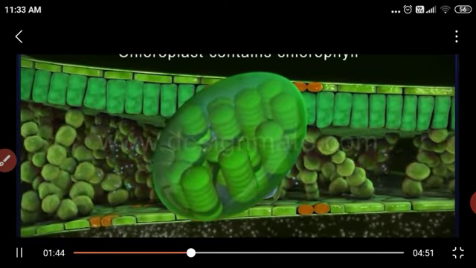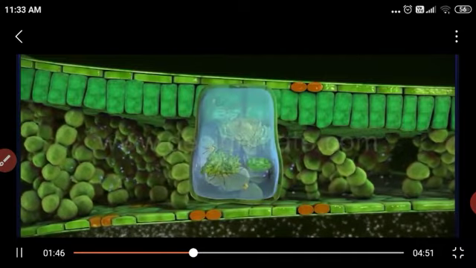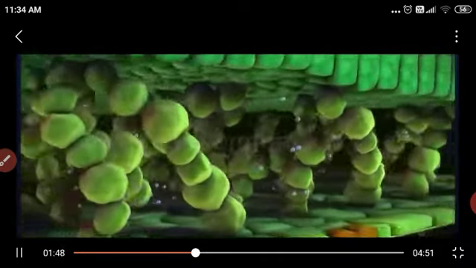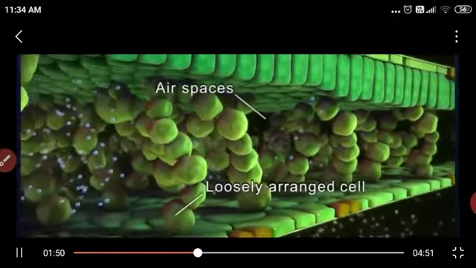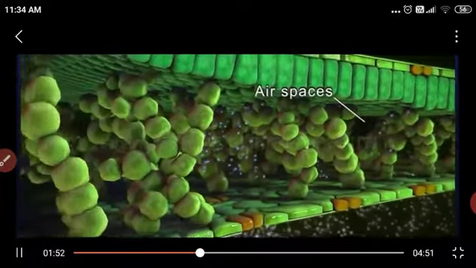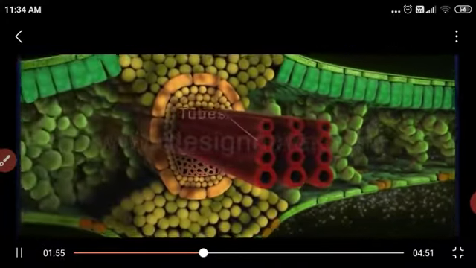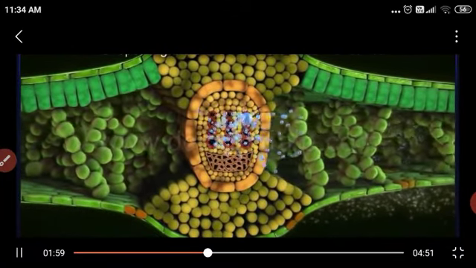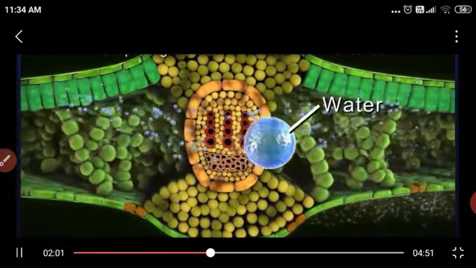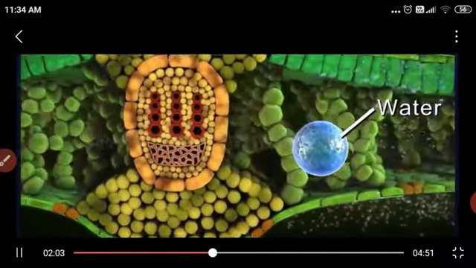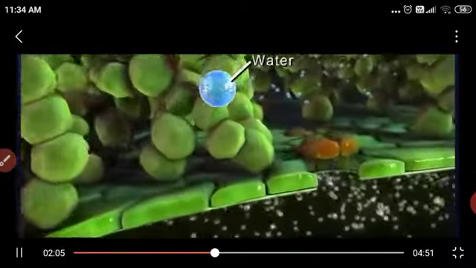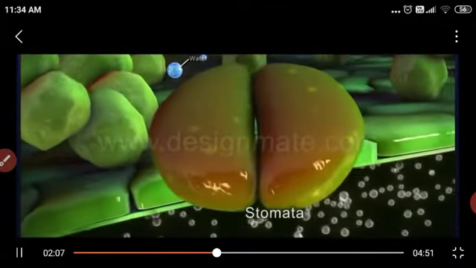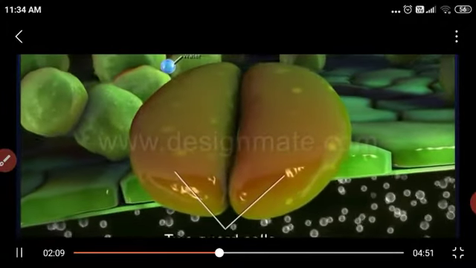Chloroplast is one kind of organelle. It contains the chlorophyll pigment. Below the palisade cell, there are the spongy mesophyll cells. There are so many air spaces. This tube is called the xylem. These tubes transport the water molecules to the leaf, and this water is transported to the chlorophyll pigment.